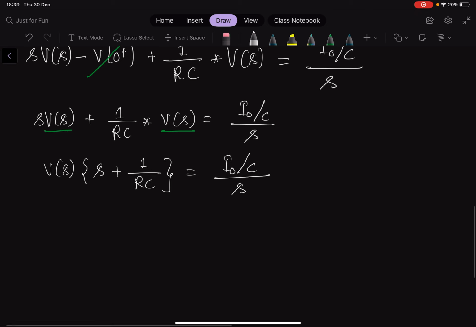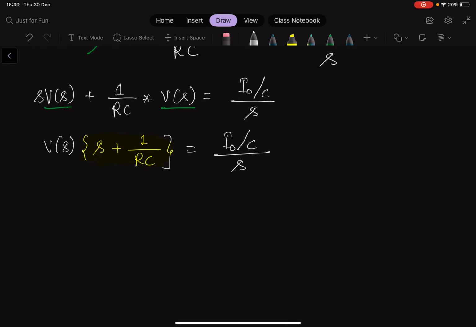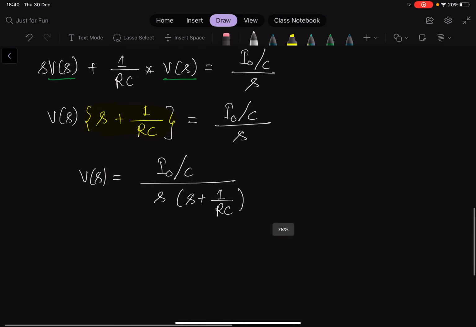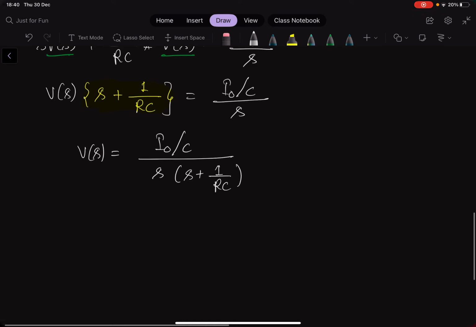And then what we can do here is we can send this bracket to the other side. And since it is a multiply here, if we send that to the other side, it's going to be divide. So we're going to get Vs equals I naught divided by C divided by s, and then we can write this small bracket s plus 1 over RC. So this is what we get right now, and we stop here, and let's use a different color. So this is going to be our equation 2.